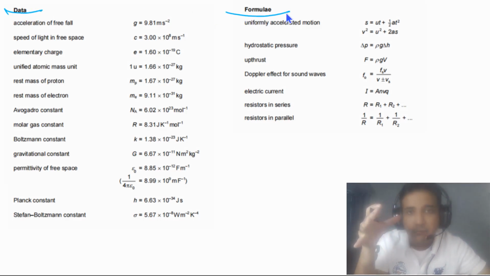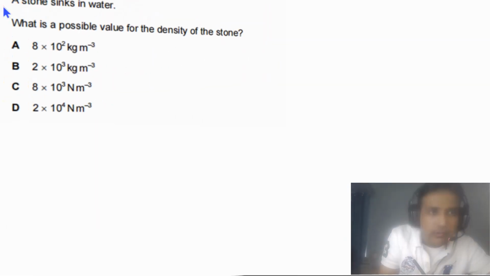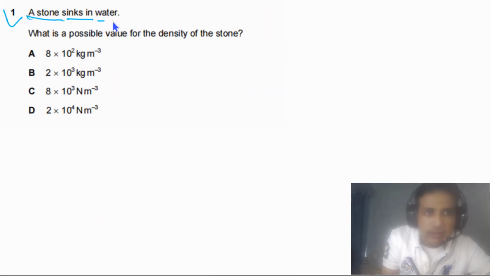In the exam, if you need the value of any constant, or if you have forgotten any formula, you can come to the second page of the exam paper and you can find values of constants, and also some important formulae. Question 1 says a stone sinks in water.